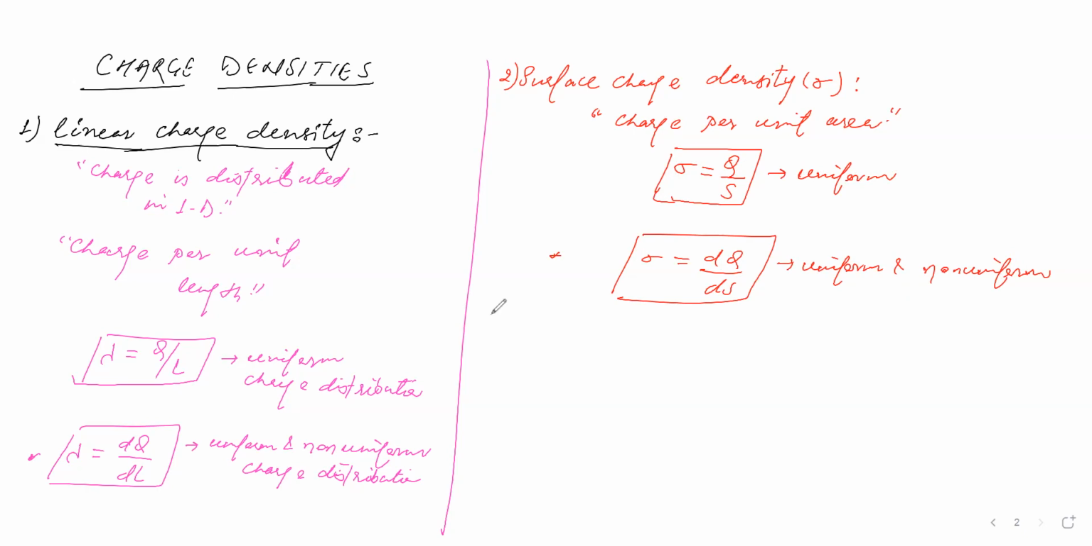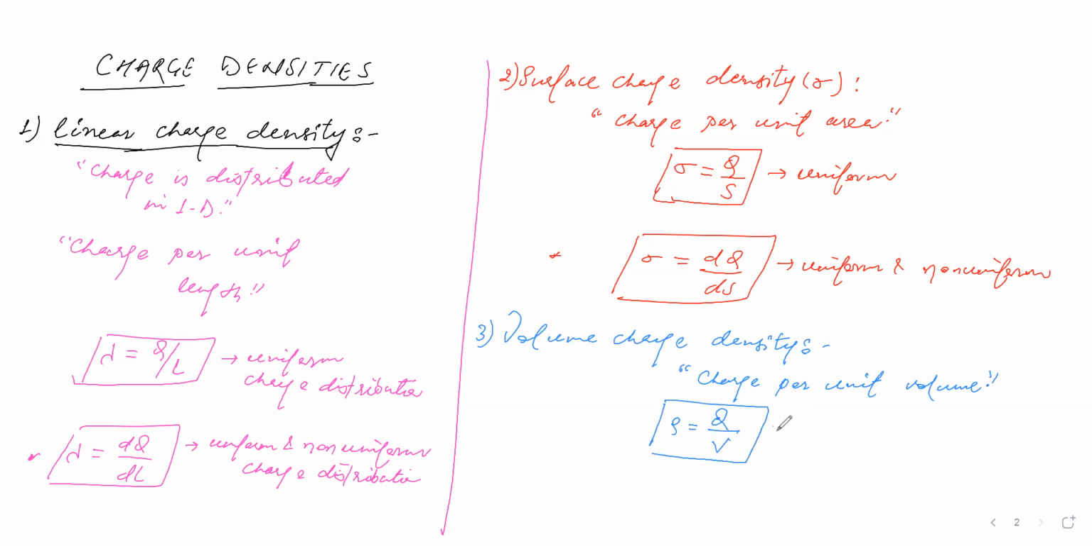The third one is volume charge density. It can be defined as charge per unit volume. It is denoted by rho. Rho is your Q over V, V in the sense volume. This is used for uniform, and similarly we can also write dq over dv, which is used for uniform and non-uniform. Note it down, please.